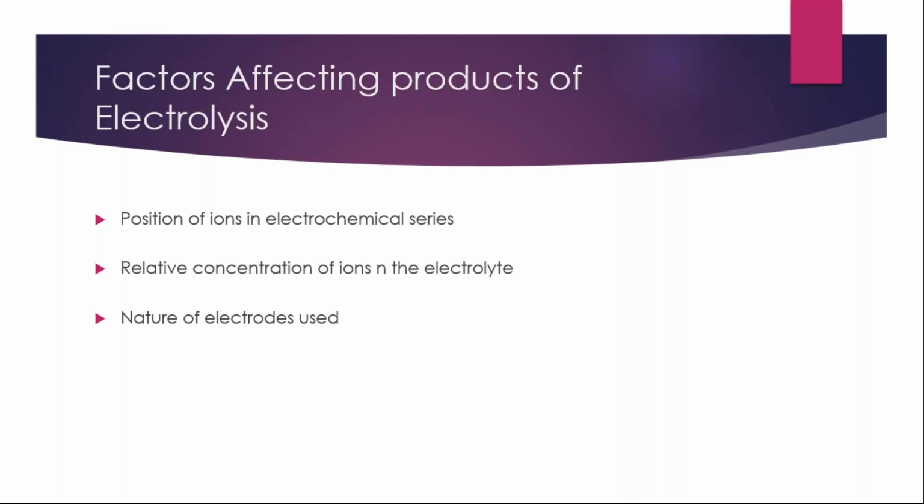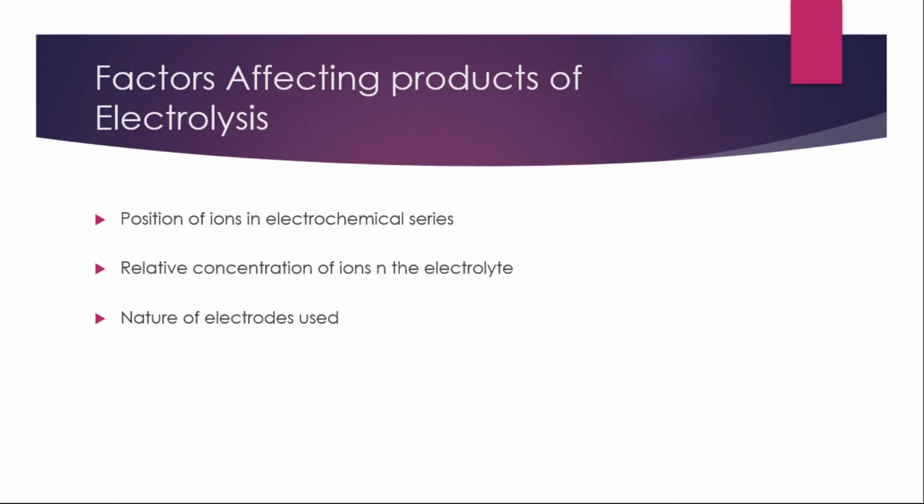Just like I told you, you see what happened during the ionization of H2SO4. Because hydroxide is lower than the sulfate ions in the electrochemical series, a differential discharge took place there. Instead of the sulfate ions being discharged, hydroxide ions were the ones that got discharged. So the position of the ions in the electrochemical series is a factor that affects the product of electrolysis.